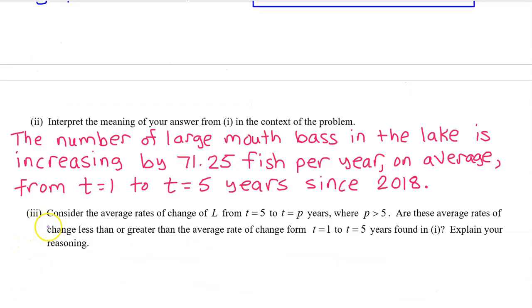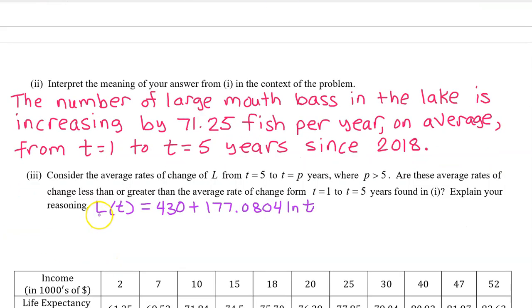B part 3. Consider the average rates of change of L from t equals 5 to t equals p years, where p is greater than 5. Are these average rates of change less than or greater than the average rate of change from t equals 1 to t equals 5 years found in part 1? Explain your reasoning.